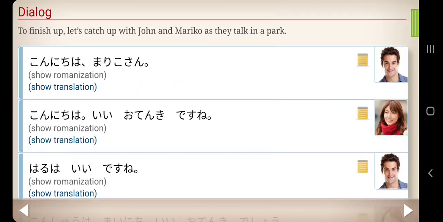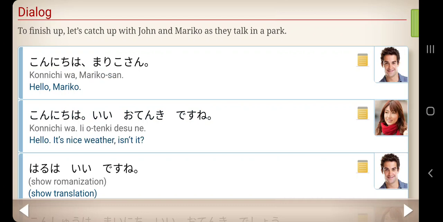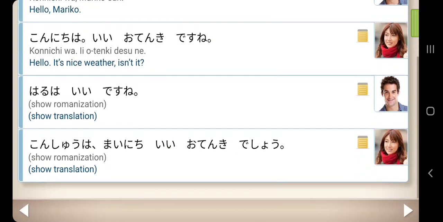To finish, let's catch up with John and Mariko as they talk in the park. Konnichiwa, Mariko-san. Konnichiwa, ii otenki desu ne. Hello. It's good weather, isn't it? Haru wa ii desu ne. Spring is nice, isn't it?